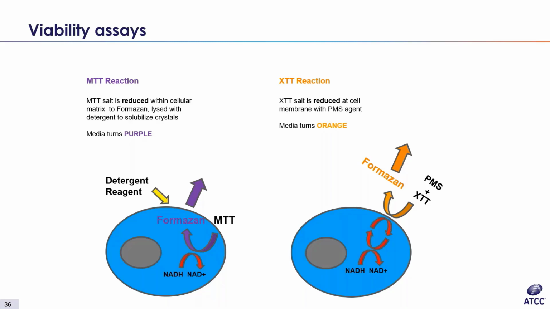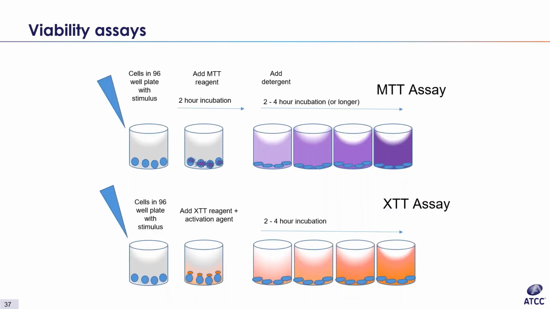And the XTT reaction on the right is very similar, but the reaction takes place at the surface and it gives off an orange color as an indicator. From a more practical point, or a point of comparison, both assays are designed for 96-well plates.